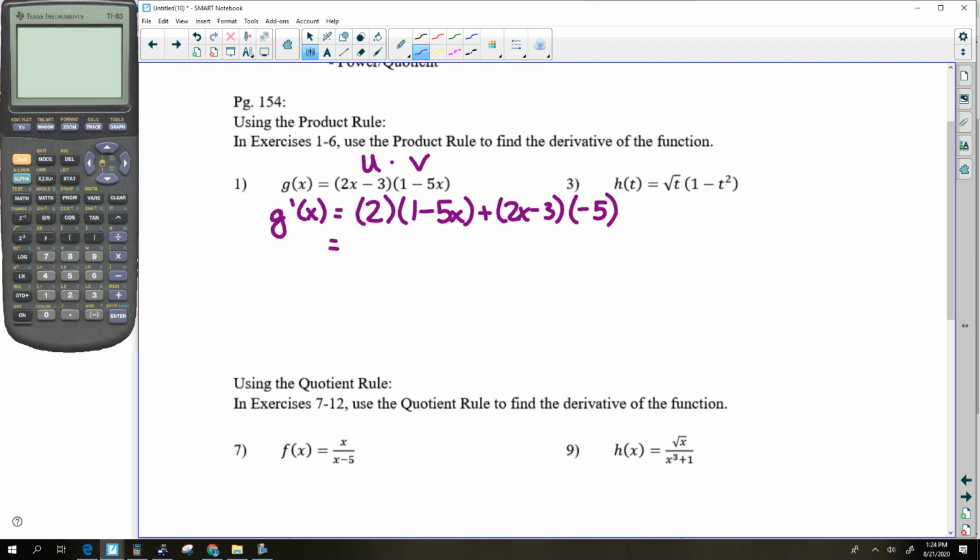All right. So here we go. This is 2 minus 10x minus 10x plus 15. This is negative 20x plus 17.